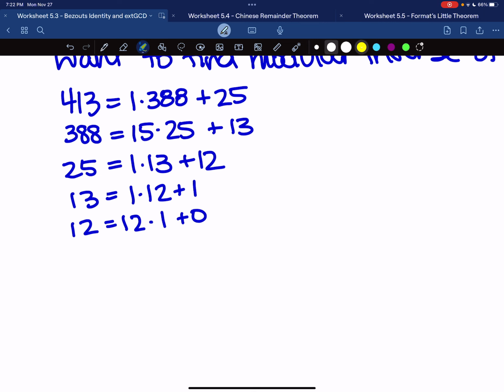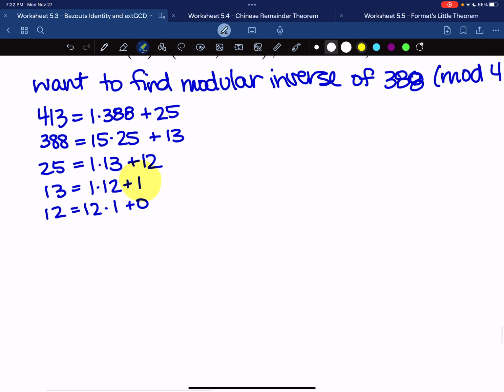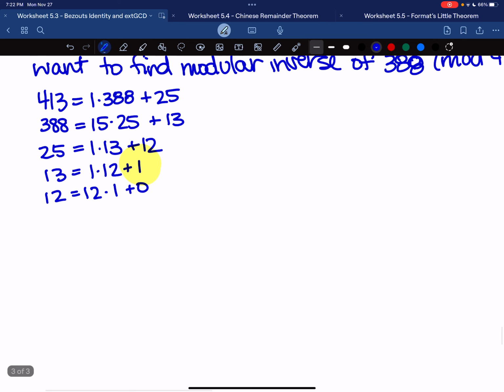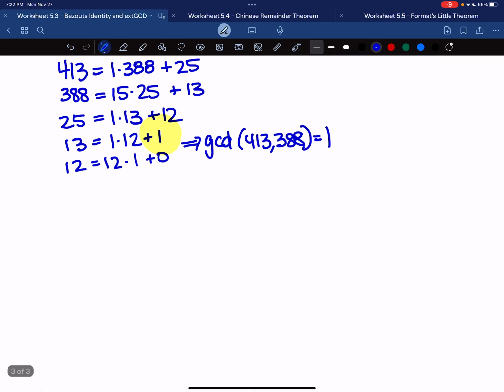So we can see that the GCD is 1. From here, the GCD of 413 and 388 is 1. And what we want to do is work backwards now. So we're going to start from that 1. We're going to say 1 is equal to 13 minus 1 times 12, working with this line here.